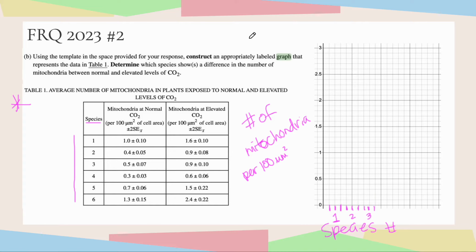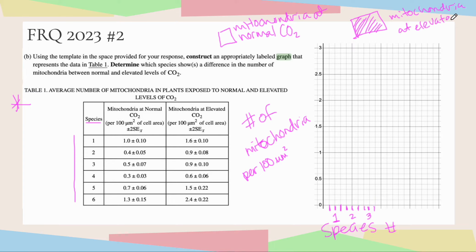Okay, so normally I would put my key over here. I just don't have space, so I'm going to put it along the top here. I'm going to leave my empty bar for the normal CO2 levels, and this is the mitochondria. Okay, and then I could say mitochondria at normal CO2. My other bar, I'm going to fill in like so, and this is going to be my mitochondria at elevated carbon dioxide. Okay, great. So now let's go ahead and start off our bar graph.